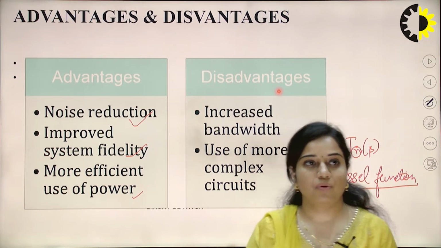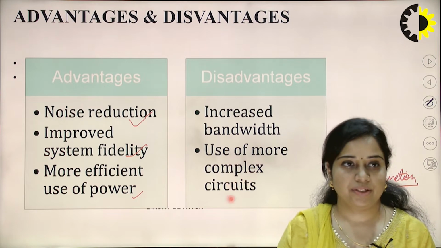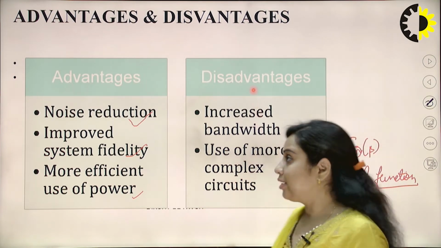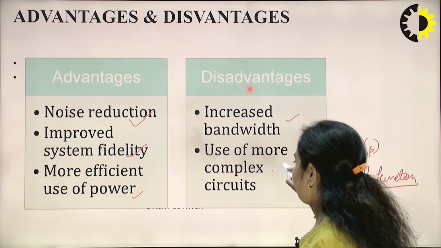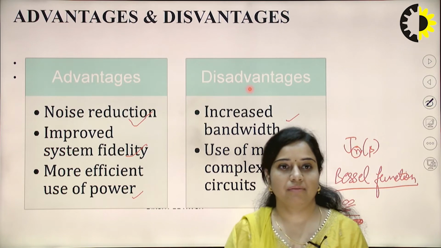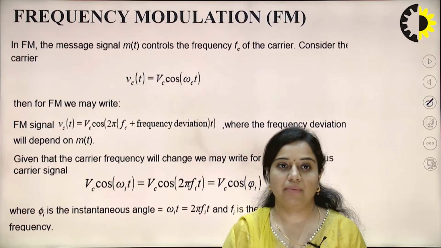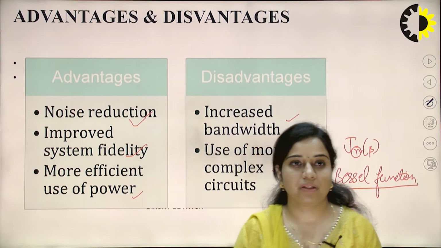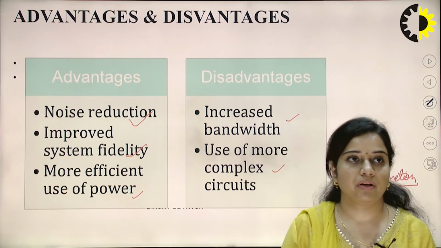Which means that more users can use this particular type of modulation technique. Next one is the disadvantage. The disadvantage is increased bandwidth and use of more complex circuits, because we are changing the phase and frequency of a particular signal. So more complex circuits are required because we are not dealing with the amplitude. Changing the amplitude is much simpler as compared to changing the phase or frequency of a signal.